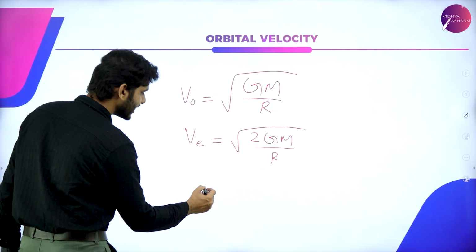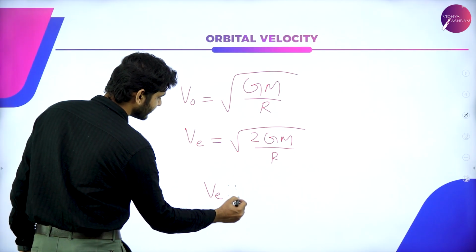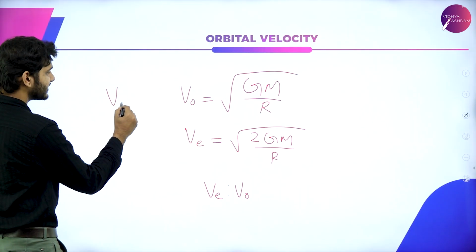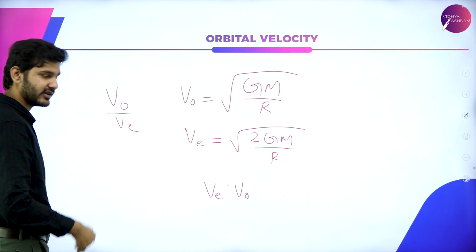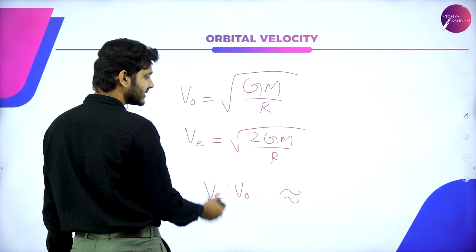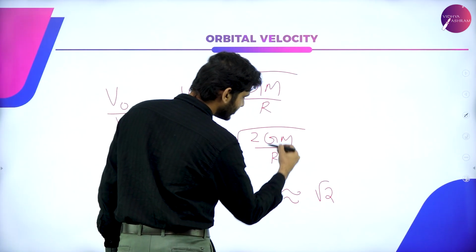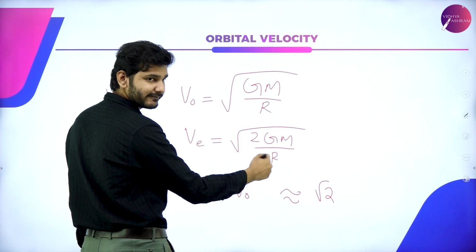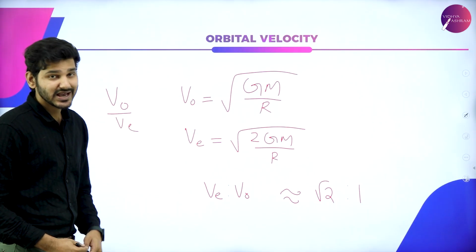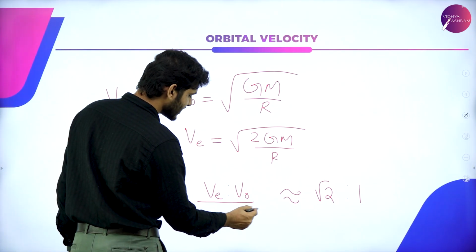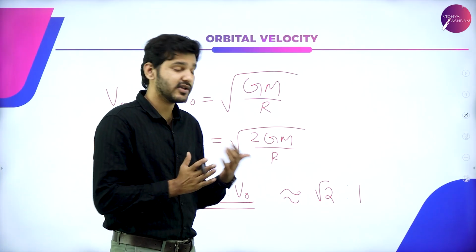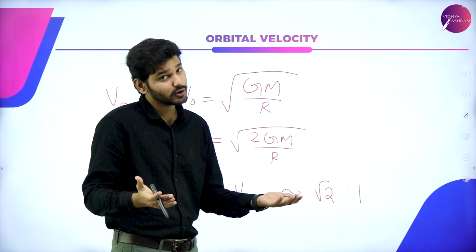So if I take the ratio between Ve and V0, or V0 by Ve, either way, it will come up to roughly Ve is root 2GM by r and V0 is GM by r, which cancels out. I can say that it will be equal to root 2 is to 1. That is the rough ratio between escape velocity and orbital velocity. Just so that you know, I have given this ratio. Maybe they can ask it, maybe they don't ask it.